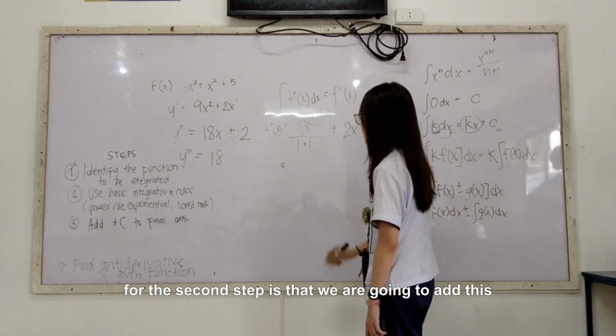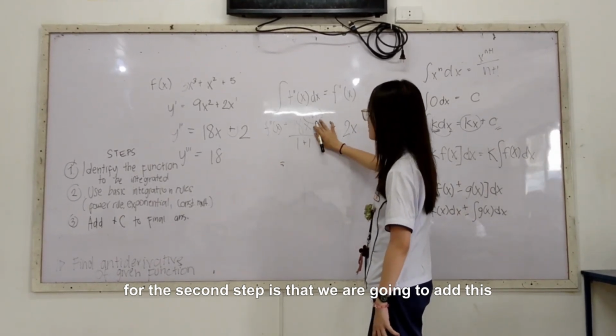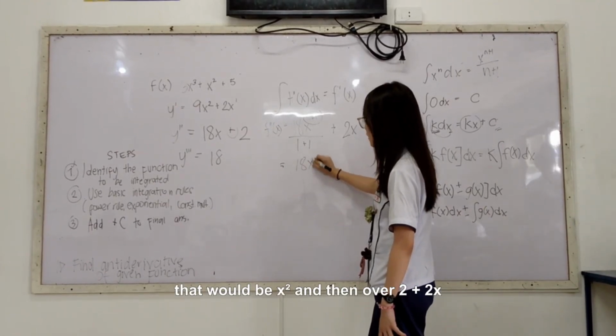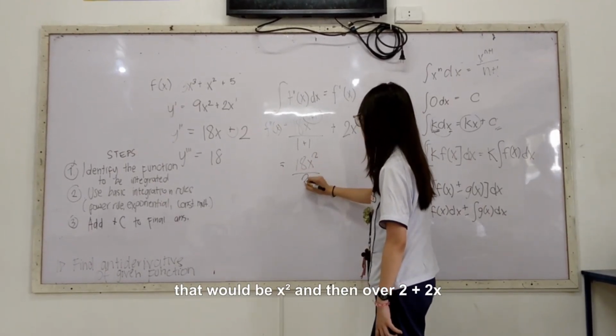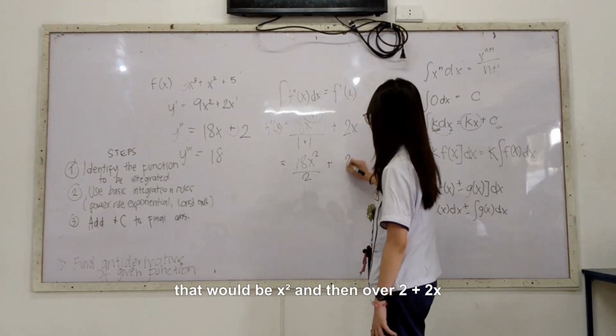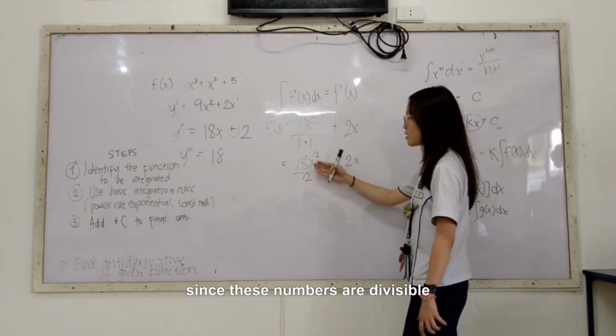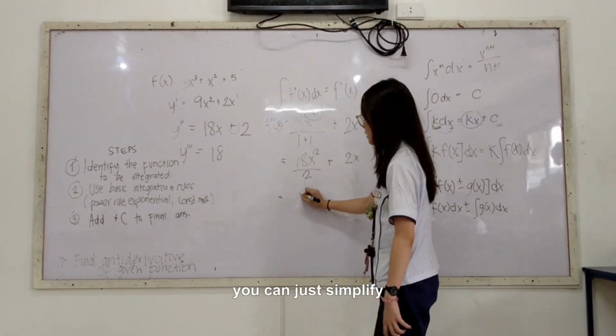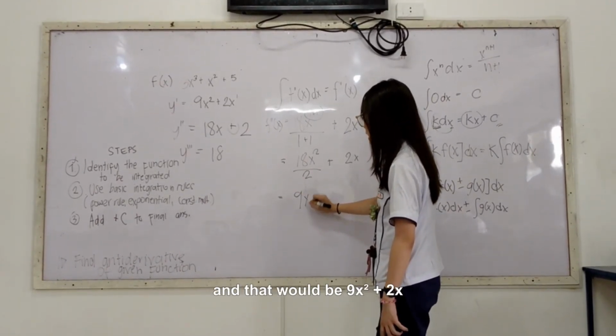For the second step, we are going to add 1 to the exponent and put it in the denominator. That will be x squared over 2 plus 2x. Since these numbers are divisible, you can just simplify, and that would be 9x squared.